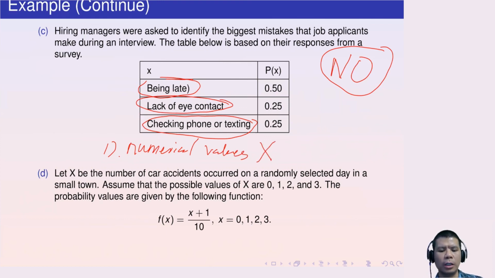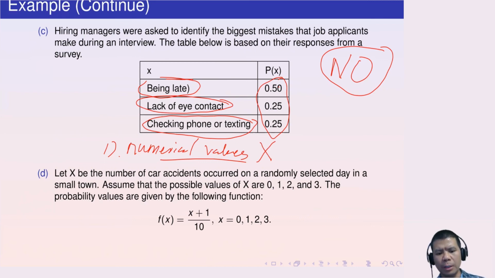This one does not hold, right? They are not numerical values, they are categorical values. Therefore, this is not a valid probability. Even though all these are between 0 and 1, and their summation is 1, the possible values of X are not numerical, so it's not a valid probability distribution.